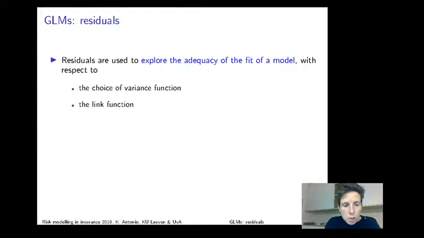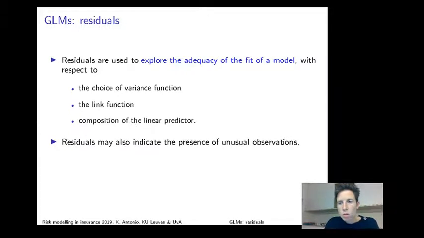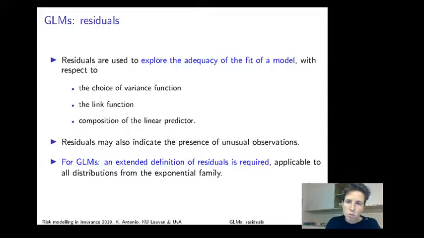Are the covariates included in the linear predictor? Are they included there in an appropriate way, or do we need to take a transformation of a certain covariate before plugging it in the linear predictor, and so on? Moreover, the inspection of residuals may also reveal the presence of unusual observations. So it is clear that residuals matter in regression models, but for GLMs, an extended definition of residuals is required, one that is applicable to all distributions from the exponential family.